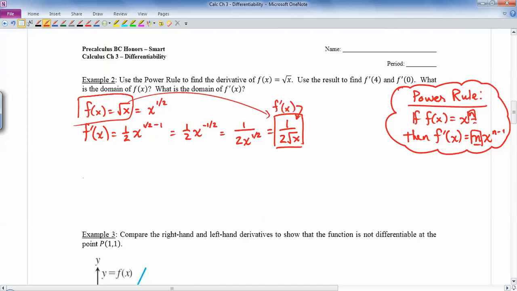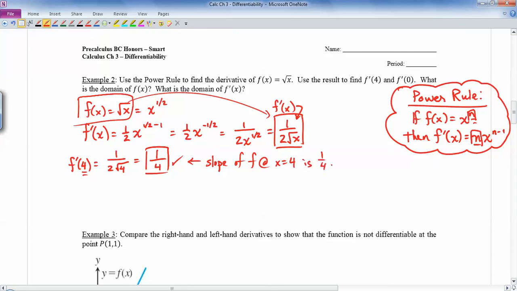So use the result to find f prime of 4 and f prime of 0. Okay. F prime of 4 is going to be 1 over 2 root 4. So that's 1 over 2 times 2, so 1/4. So now I know that the slope of root x when x equals 4 is 1/4. So this says slope of f at x equals 4 is 1/4. So it's pretty quick. F prime of 0, let's look at that. That's going to be 1 over 2 root 0, which is 1 over 0. That's undefined.